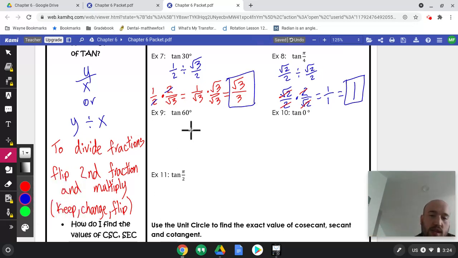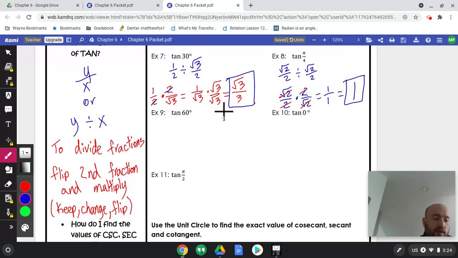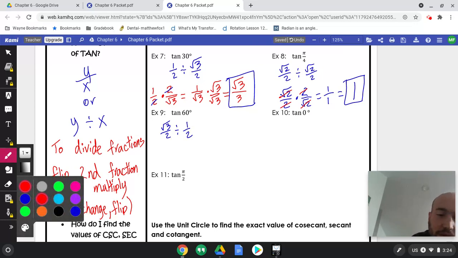Now, our next one, tangent of 60. So as we keep going, tangent of 60 here, 1/2 and square root of 3 over 2. So we got to have this one on top, or first. So square root of 3 over 2 divided by 1/2. Now we're going to keep, change, flip. So square root of 3 over 2 times 2 over 1.